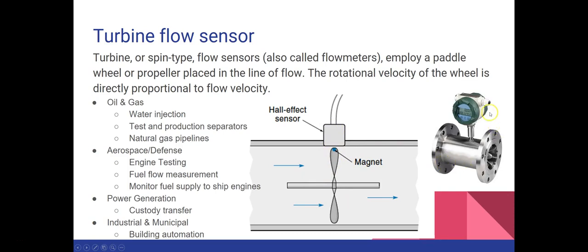Here on the right hand side you see the picture of a turbine flow sensor, and that's how it looks. It can be used in multiple applications, some of which have been mentioned over here. It can be used in oil and gas industries for water injection, test and production separators. In natural gas pipelines it can be used. It can be used in aerospace and defense for engine testing. It can be used for fuel flow measurement, for monitoring fuel supply to ship engines. It can be used in power generation also for custody transfer, in industry and municipal for building automation, etc.